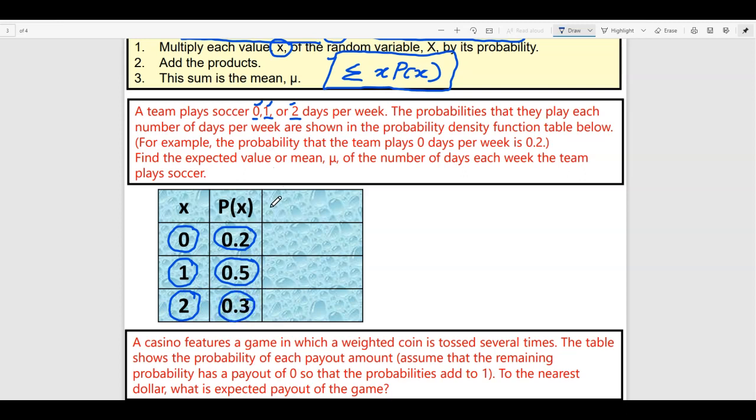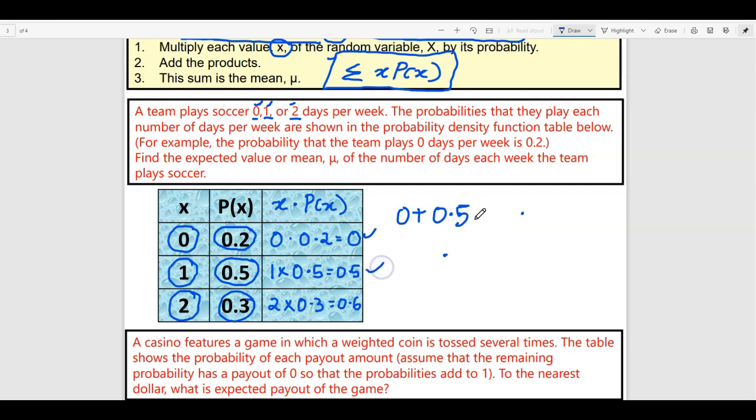How do I calculate the mean? The formula is x times p of x. So it's 0 times 0.2, 1 times 0.5, 2 times 0.3. Remember how I calculate my mean? First I multiply x times p of x and then I add everything. So 0 plus 0.5 plus 0.6. When I add everything, I end up with 1.1.